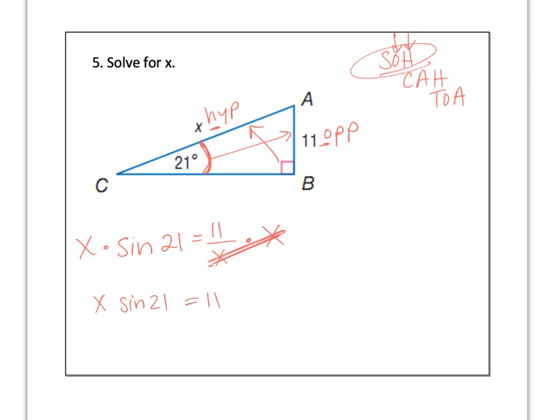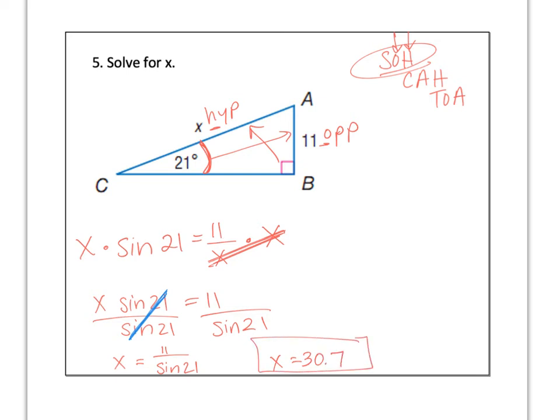But remember, we're trying to solve it for x. So it's like x times sine of 21. So to undo a times, we divide. It's like the opposite of multiplying. So whatever you do on one side of your fraction, do on the other. These sines of 21 will cancel out. And we'll have x equals 11 divided by sine 21. And then you can type that into your calculator. So grab your calculator, type in 11 divided by sine 21. And x turns out to be 30.69 or 30.7, and there's not a label.